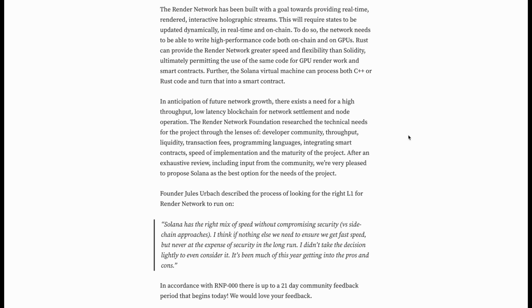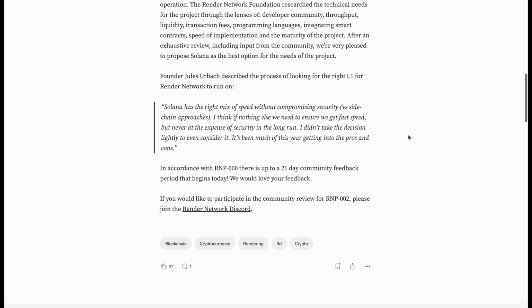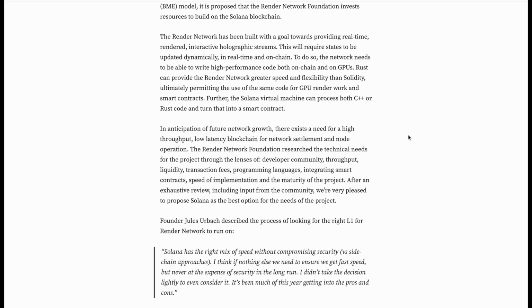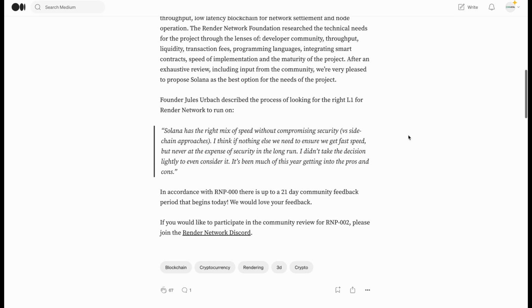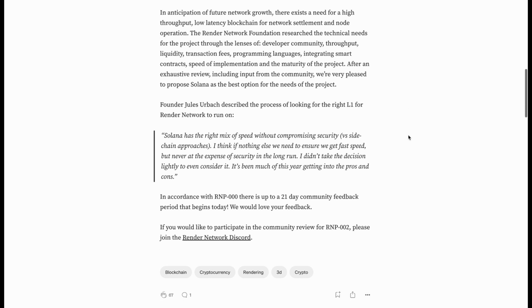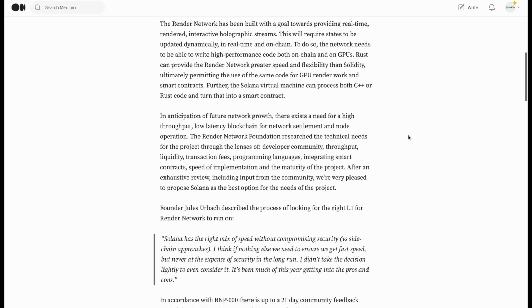Number three, writing high performance code. To accomplish these dynamic updates efficiently, the network must use high performance code. This code needs to be written for both on-chain operations and for graphics processing units, GPUs, which are essentially for rendering graphics quickly and efficiently. Number four, choice of the Rust programming language. Rust is chosen as the programming language for the Render network's code. Rust is seen as offering advantages over other languages like Solidity as it provides greater speed and flexibility. This choice aligns with the concept of the BME model, where efficiency and performance are key.